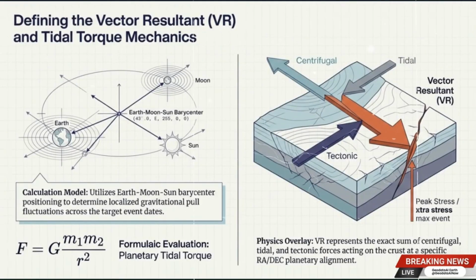Let's examine how planetary mechanics translate into crustal stress. By tracking the Earth-Moon-Sun barycenter, we calculate localized gravitational fluctuations using fundamental physics. When we combine these centrifugal and tidal forces with existing tectonic pressure, we define the vector resultant, or VR. This represents the total sum of forces acting on the crust during specific planetary alignments. Identifying this VR is critical. It pinpoints the exact window where peak stress reaches its maximum potential to trigger a significant event.